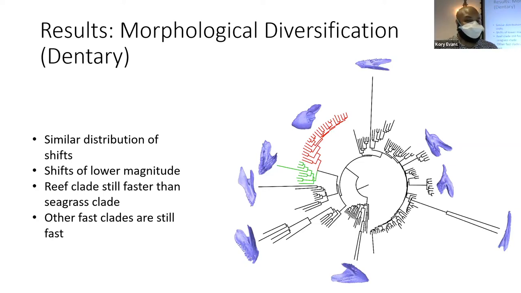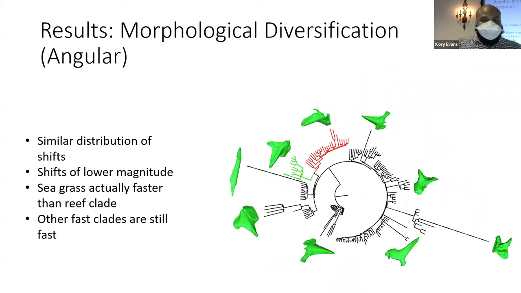When we look at just the dentary, we find the same qualitative pattern. Things that were fast in the entire jaw are fast still. When we look at the angular, despite the angular acting wild and crazy in morphospace, we do generally find the same qualitative pattern, except we don't really find that biphasic shift in the coral reef clade. But for all the other lineages, the pattern is quite a bit the same.